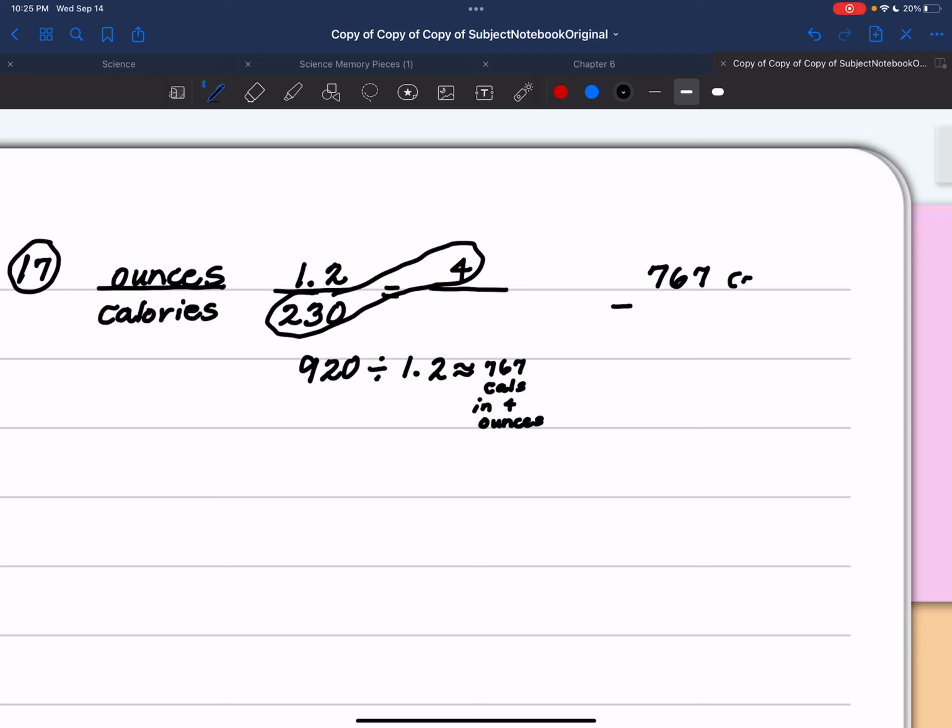So 767 calories minus 230 calories. You want those units to be the same. You're not subtracting the ounces. I'm thinking a difference of 537. So I like answer A for that one.